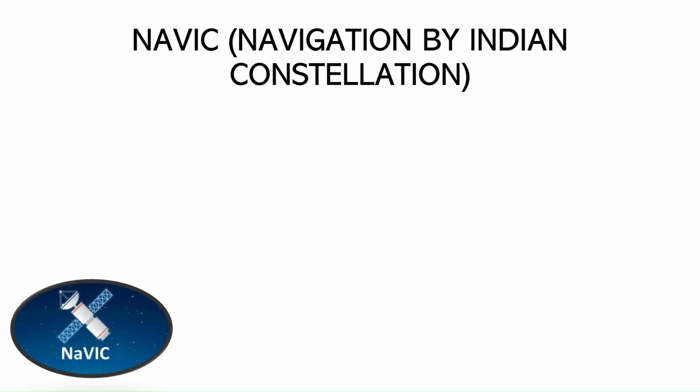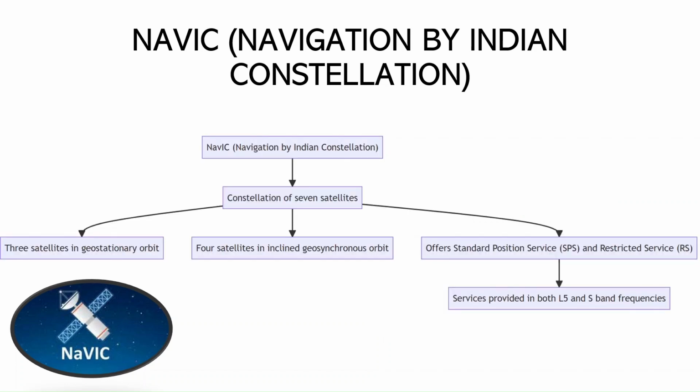Now coming to NavIC. NavIC comprises 7 satellites, 3 geostationary satellites and 4 inclined geosynchronous satellites. The Regional Navigation Satellite System, or NavIC, has a wide array of applications, from terrestrial, aerial and marine navigation to disaster management, precise timing, and even scientific research.